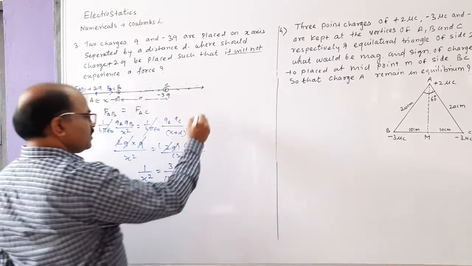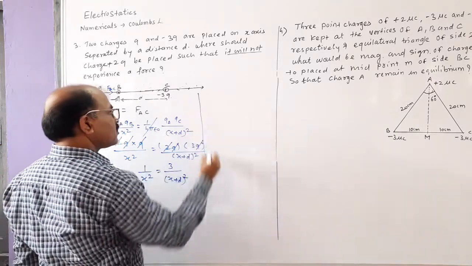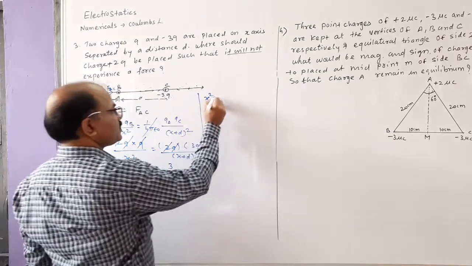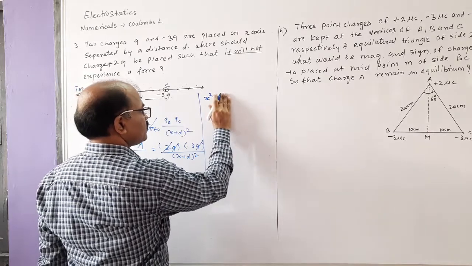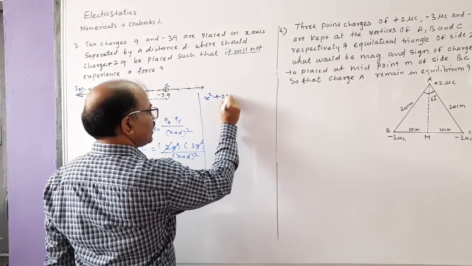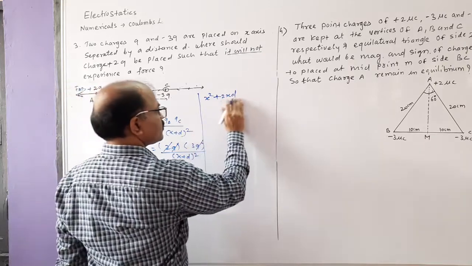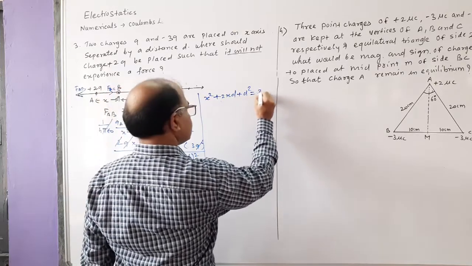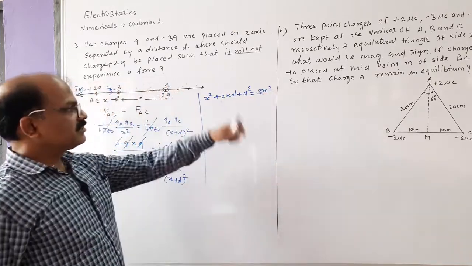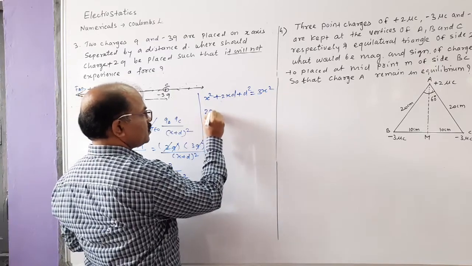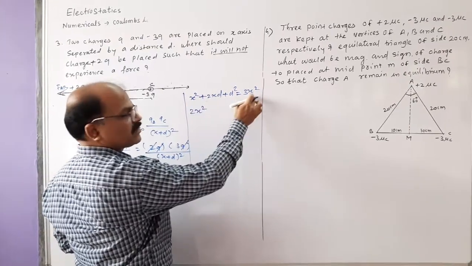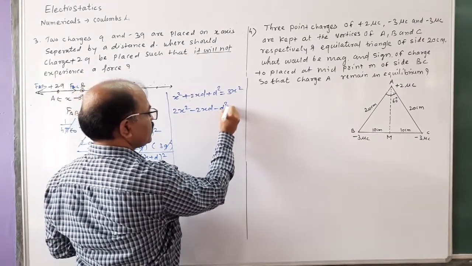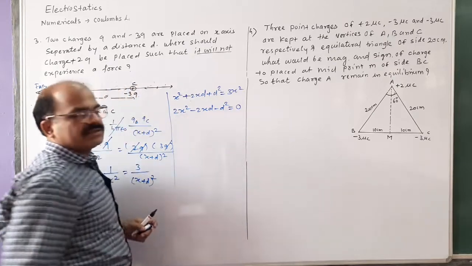By cross multiplication, this is x square plus 2xd plus d square equal to 3x square. Transfer this term to this side, so this will become 2x square, x square minus from the 3x square, minus 2xd minus d square equal to 0. This is the quadratic equation.